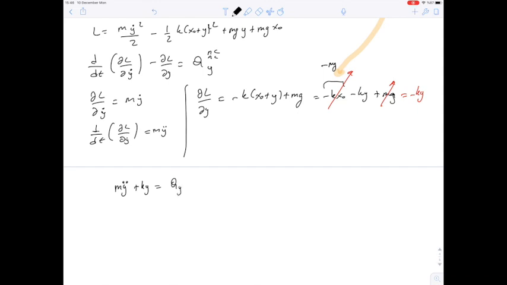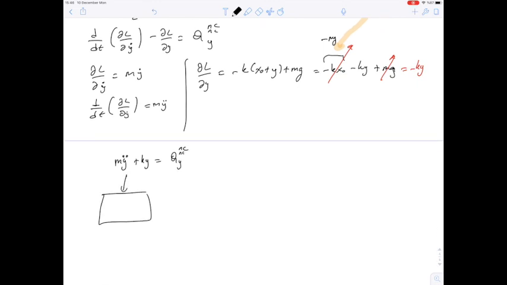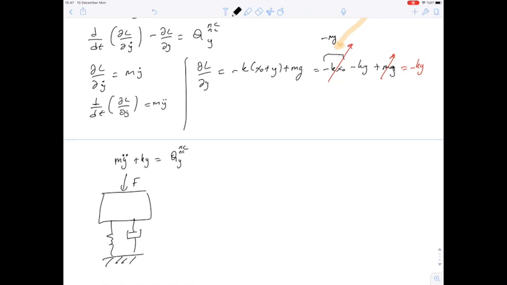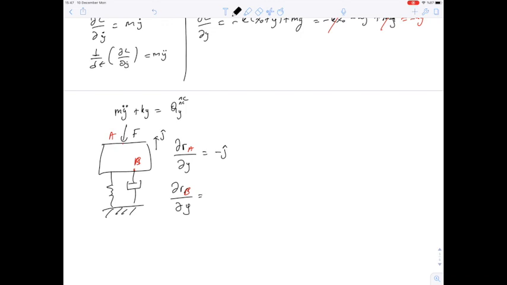m y double dot plus ky is equal to Q_y, in this sense. And then there are two applied forces. One of them is F and the other is, again, the dashpot force. Both basically deflect with y. So partial r, let's say this is point A, this is point B, partial r_A by partial y is simply, if this is the j direction, in the minus j direction, minus j. And partial r_B is also going to be minus j, and F is F of t in the minus j direction.